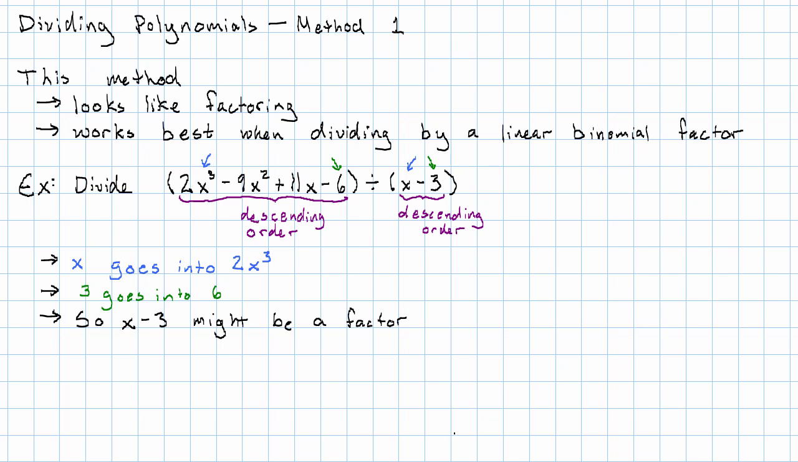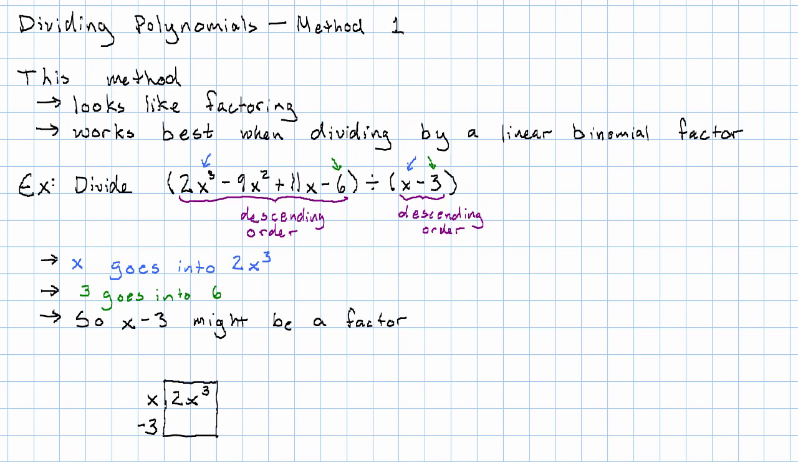How do we do it? We start to set up the frame that we would use to factor, but we only set up the first column. We also know that x minus 3 is one of the factors, so we'll write that to the left. And then to get started, we're going to put in our 2x to the third.